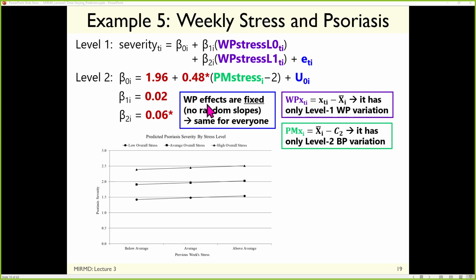We got a vote from the chat. Everyone changes with different stress levels. Close, very close, but not quite. And keep in mind, this is the effect of stress that we're talking about. The relationship between lag 1 stress and this week's severity as a slope, just like a time slope, but this is a stress slope.